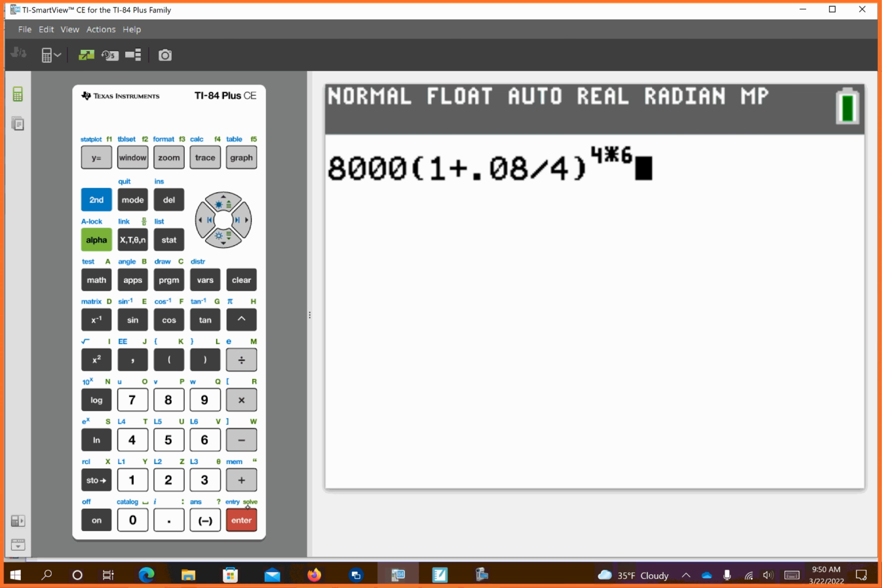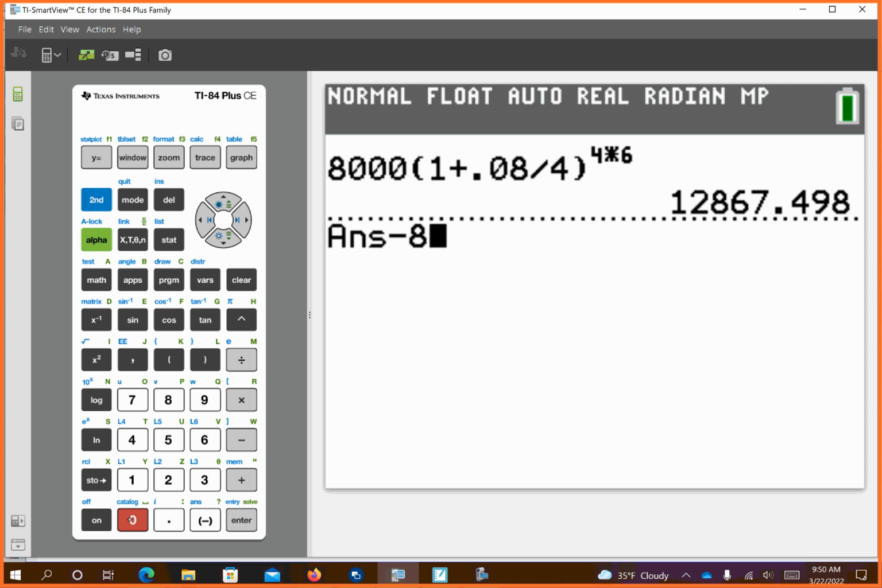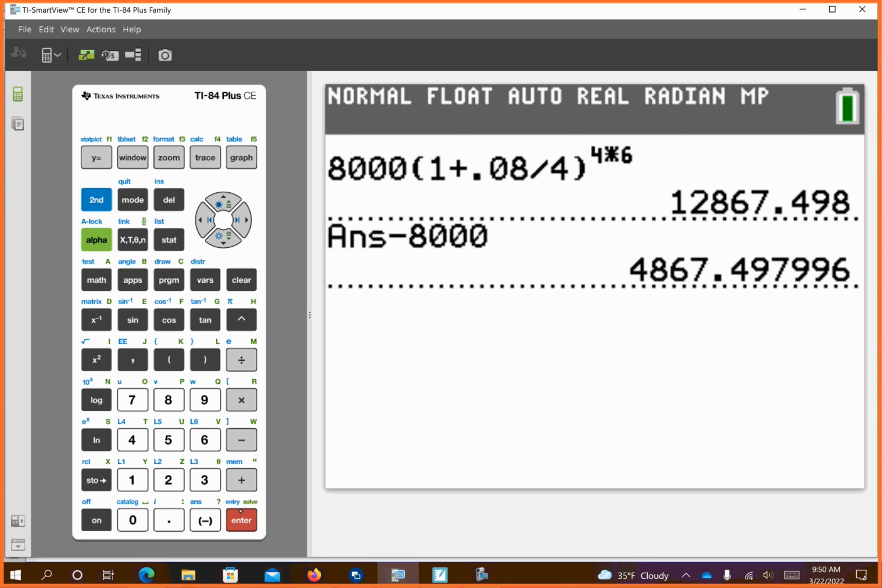So that was the original problem, right? Yes. So we had that. So that's what our value would be worth, including our initial investment. If I subtract the 8,000 from it, that is the interest I would have earned. My 8,000 would have made me $4,867.50. Does that make sense? Cool. All right.